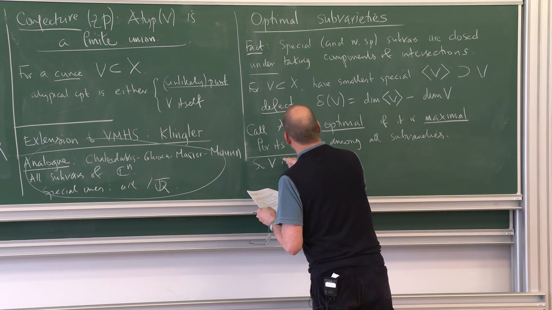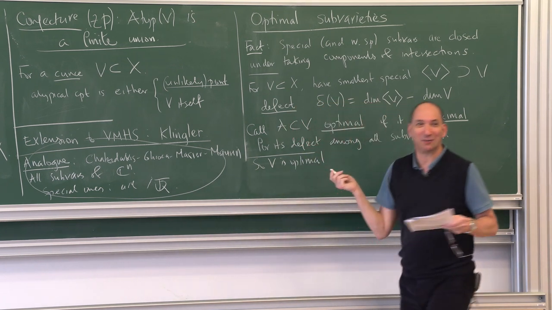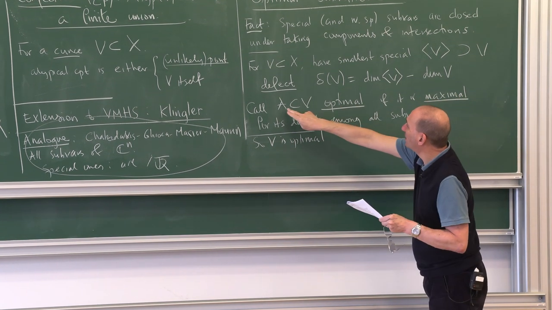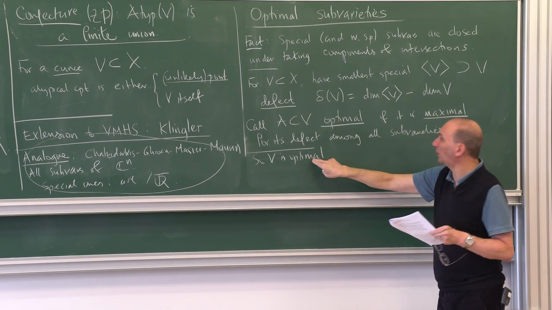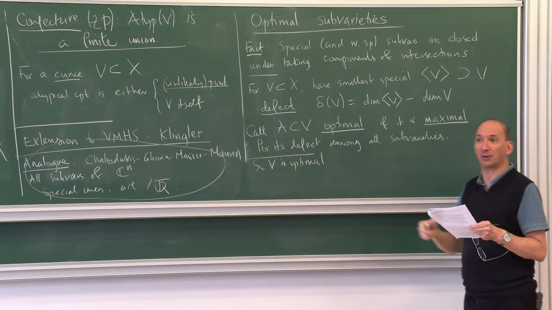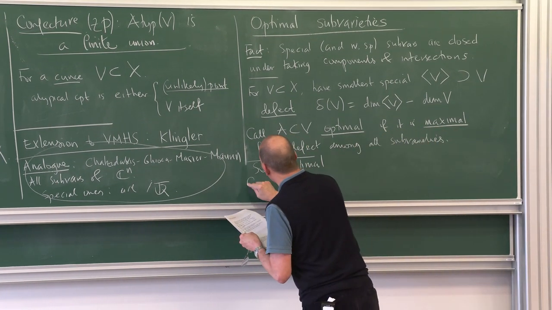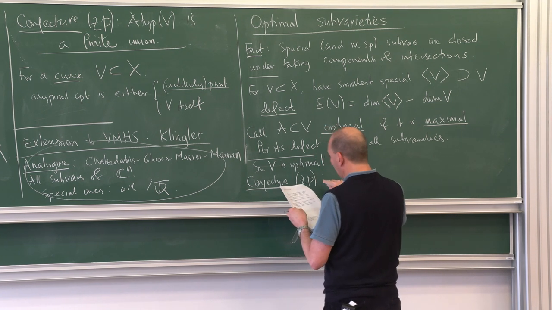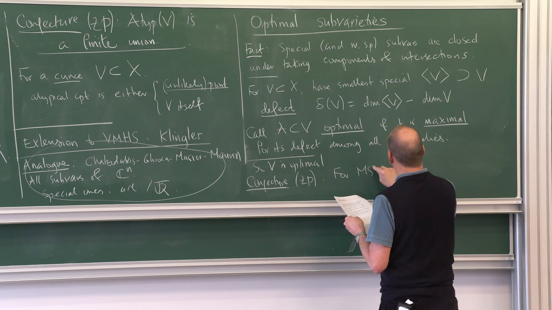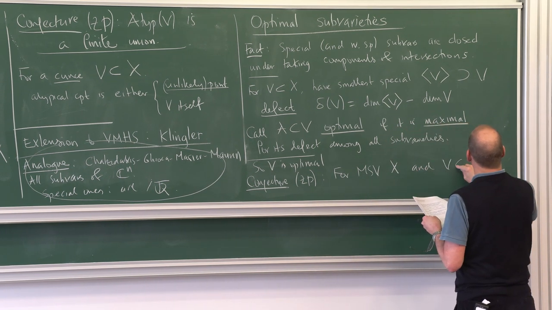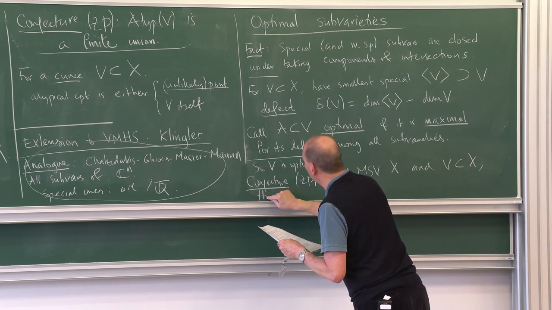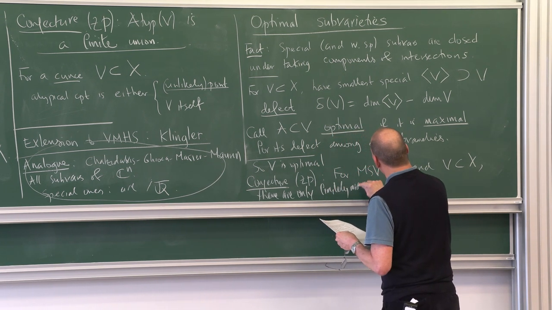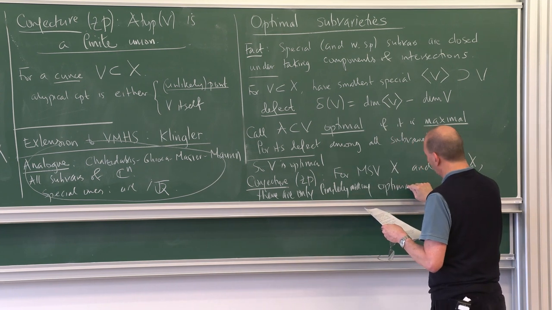And so V itself is optimal, because whatever its defect is, you can't make it any bigger. But anything else that's optimal has to, so to speak, have a smaller defect than V. And special subvarieties have defect zero. So if you like, the conjecture, which is equivalent, if quite formally equivalent, to Zilber-Pink, is that for a mixed Shimura variety X and V, a subvariety of X, there are only finitely many optimal subvarieties.